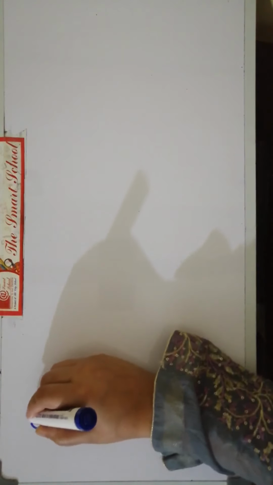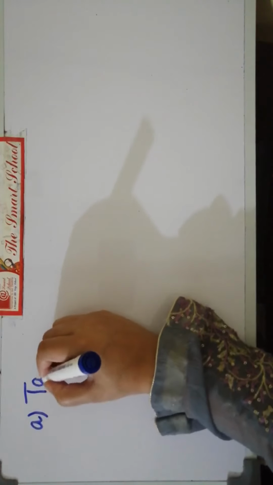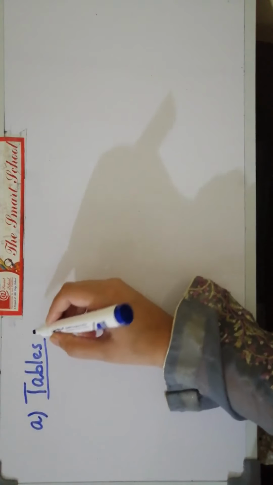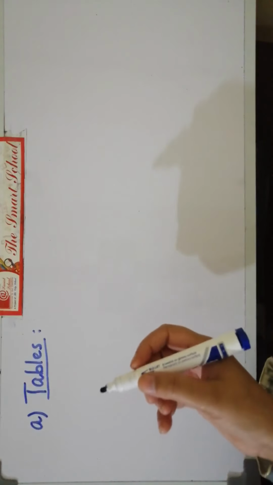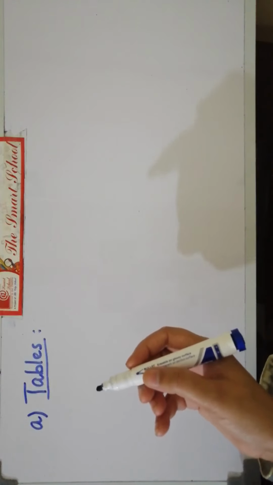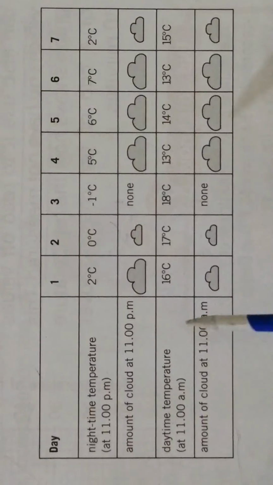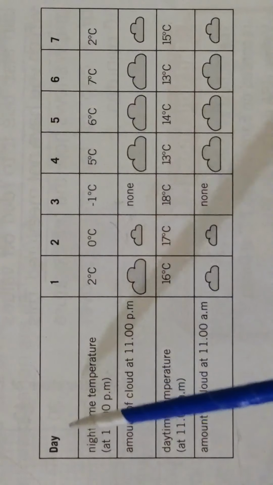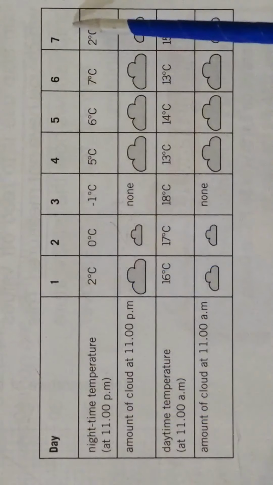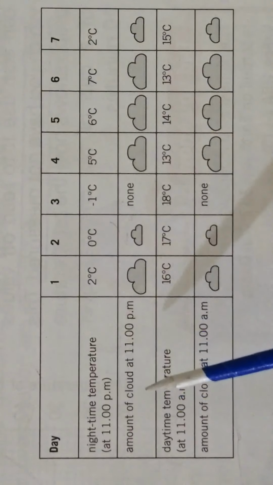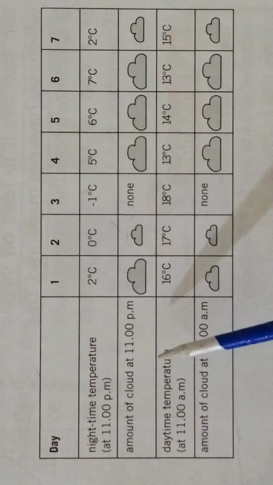Now students, the first data presentation method in front of you is tables. You have to observe an example of a table in your book, and then we will solve all the questions related to this table. Here you can see a table in which the days are mentioned from 1 to 7. Along with it, the time, temperature, and the amount of cloud are also mentioned.